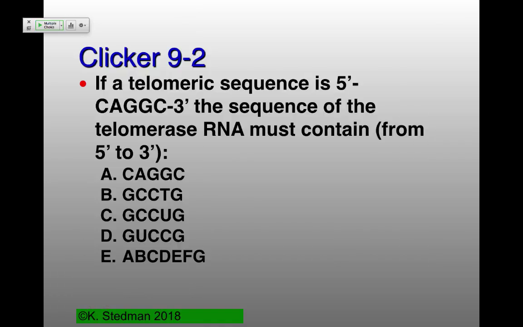So if a telomeric sequence is 5' CAGGC, the sequence of the telomerase RNA must contain from 5' to 3' CAGGC, GCCTG, GCCUG, GUCCG.